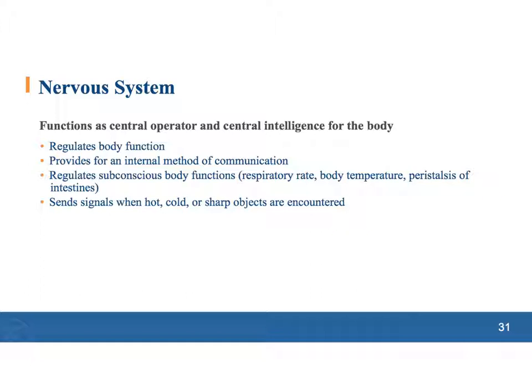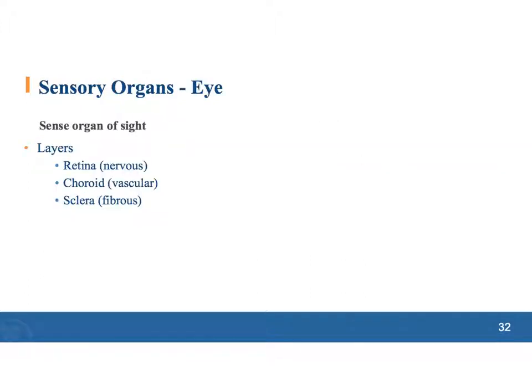The nervous system functions as a central operator and as the central intelligence for the body. It detects change outside and within the body, makes decisions based on the information received, and stimulates muscles or glands to respond. Organs of sense are classified as a subsection of the nervous system. The sensory organs receive and filter sensory input that is interpreted in the nervous system, the central nervous system. Organs of sense include the eye and the ear.